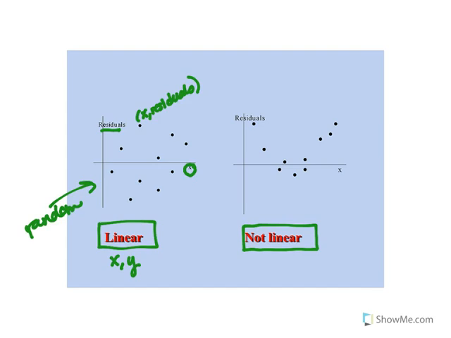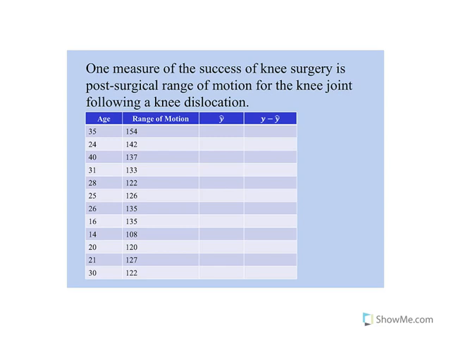Let's take a look at examples so we can go through calculating residuals and also talking about our coefficient of determination. I have a data set here for several patients that had knee surgery, and one of the measures of success for knee surgery is the post-surgical range of motion for the knee joint. So if you see, this is a number of different patients. We've plotted the x-axis as their age and the y-axis as their range of motion following knee joint or knee dislocation surgery. We have a scatter plot that we can create for x and y values.